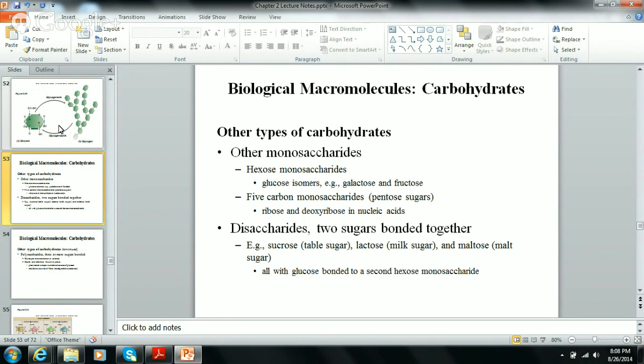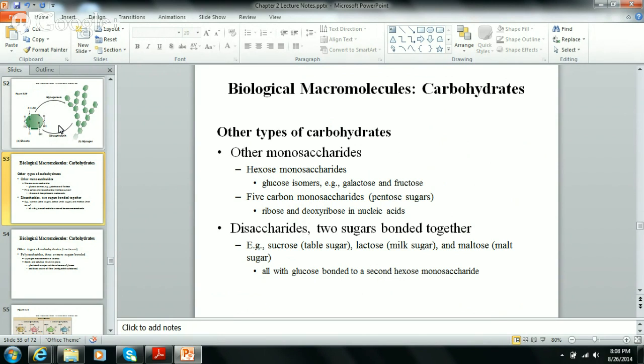So some types of monosaccharide, you've got glucose, fructose. Generally, like sperm cells, they use fructose as energy. The average cell in your body uses glucose.